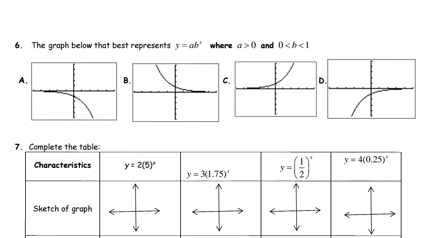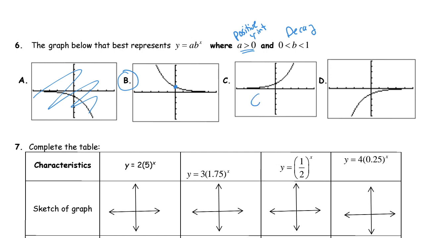Now this next one says the graph below that best represents y equals ab to the x, where a is positive. That means, without even getting into this, a positive y-intercept. And if b is between 0 and 1, this means decay. It's approaching the x-axis here. Taking a look here, we never looked at anything that acted like A. B, though, has got a positive y-intercept, and it's a decay here. So B is my best choice right now. I'm going to just choose that here.